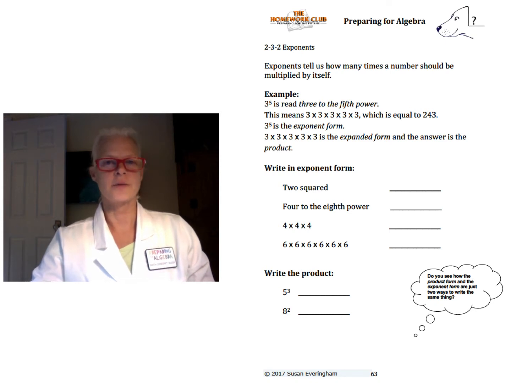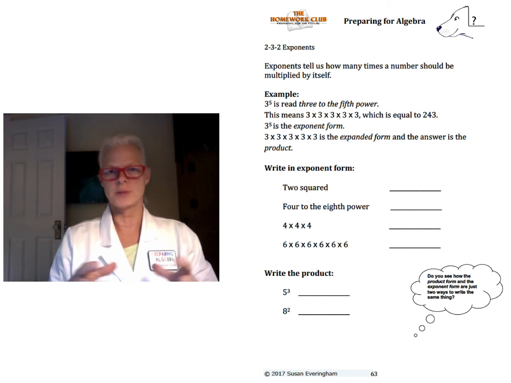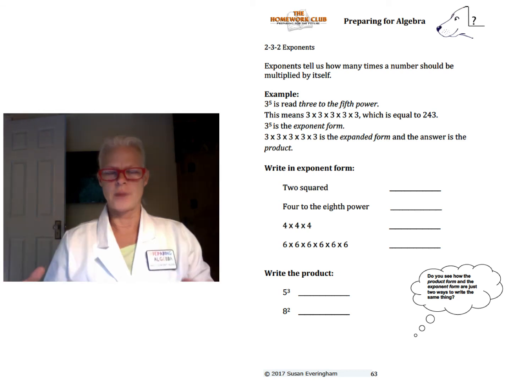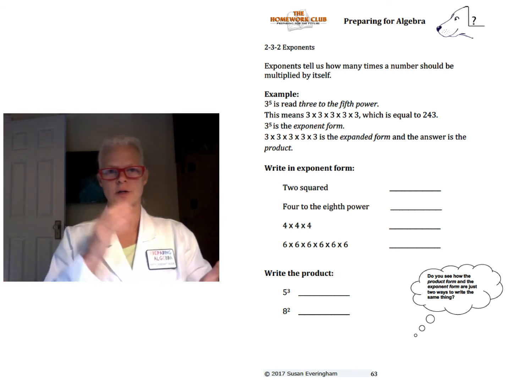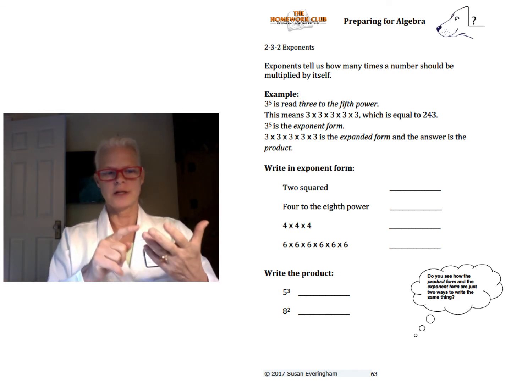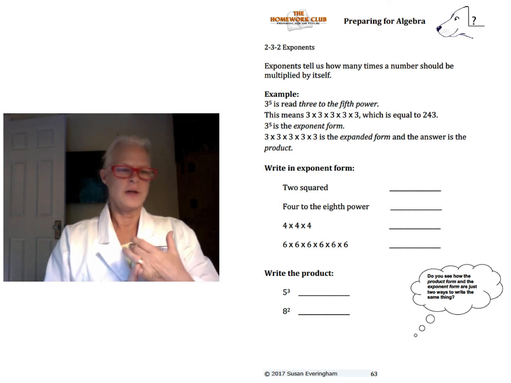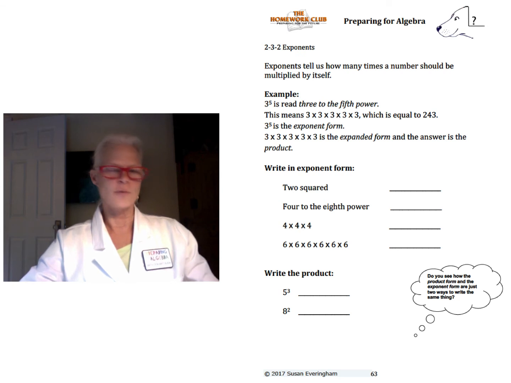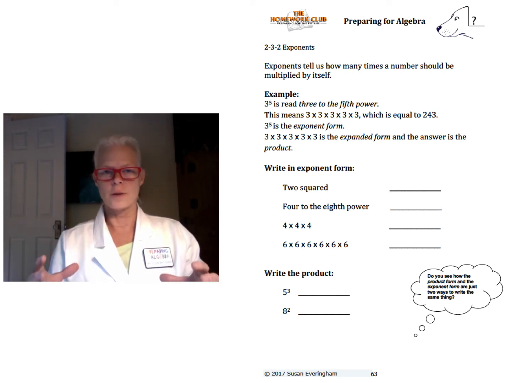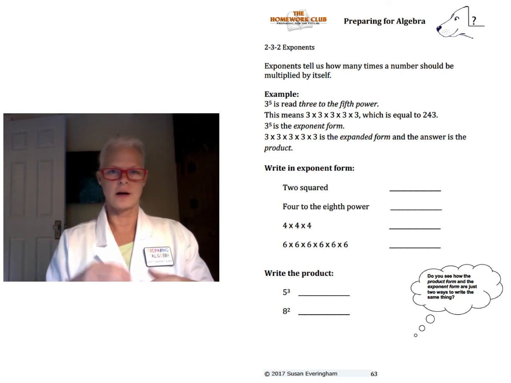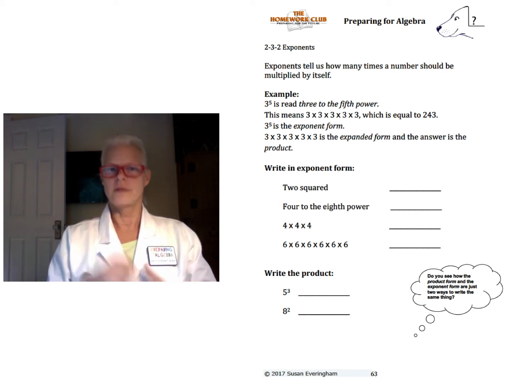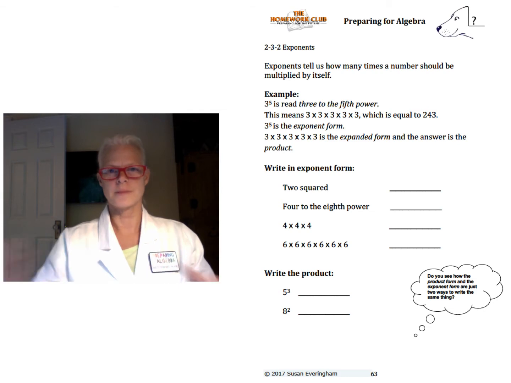Page 63, we're continuing on with exponents, and what we're doing on this page is we're taking our exponent, for example, 3 to the 5th, and we're expanding it to show you that it is actually 3 times 3 times 3 times 3 times 3, giving you a product of 243. So go ahead and write in the expanded form the exponents in the next 4 problems, and write the product of the exponents in the last 2 problems.